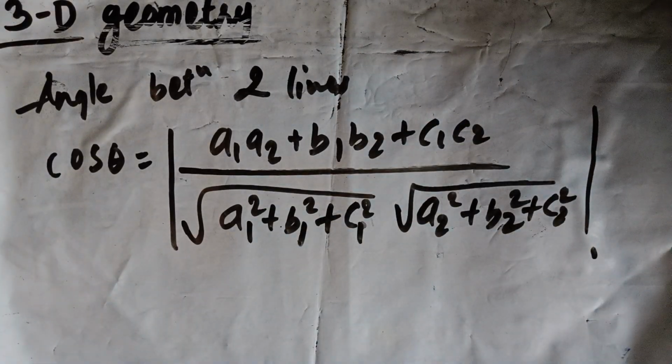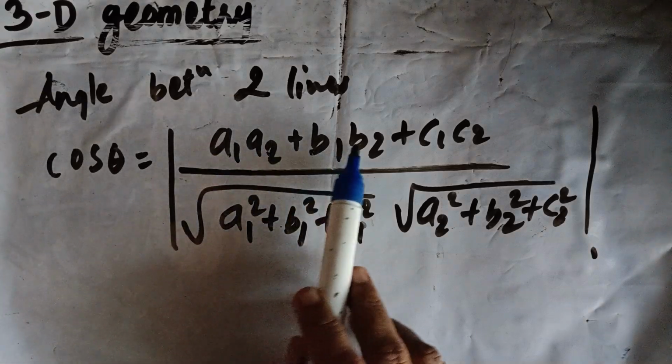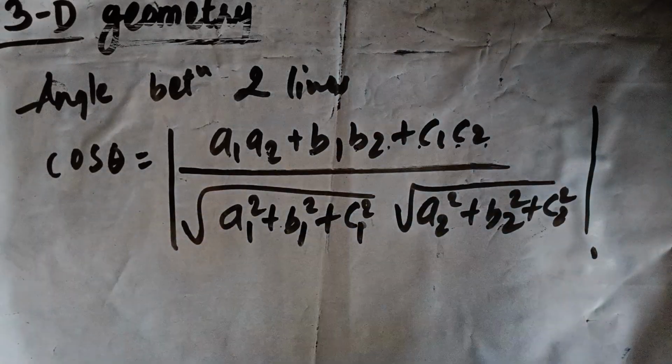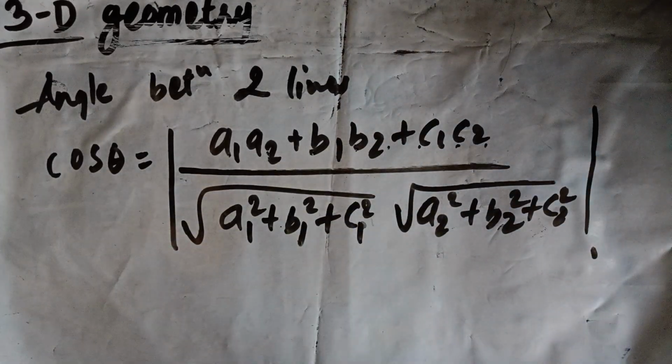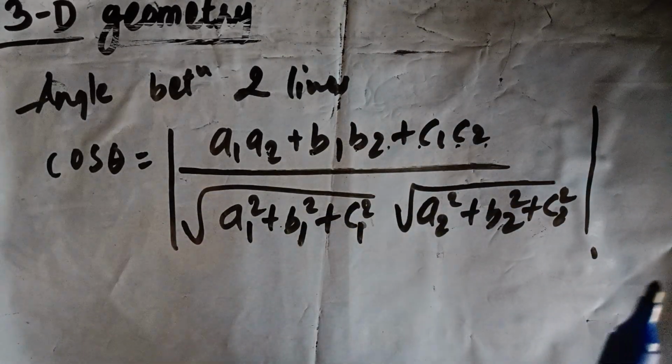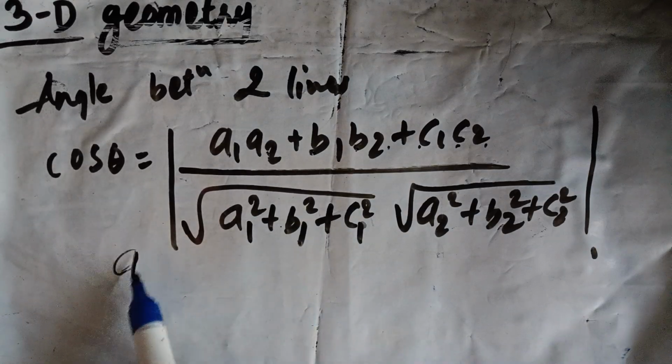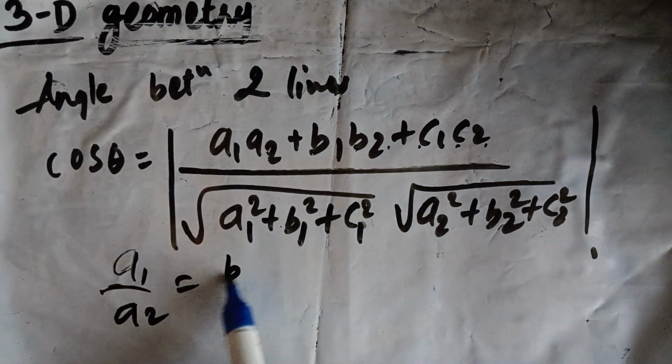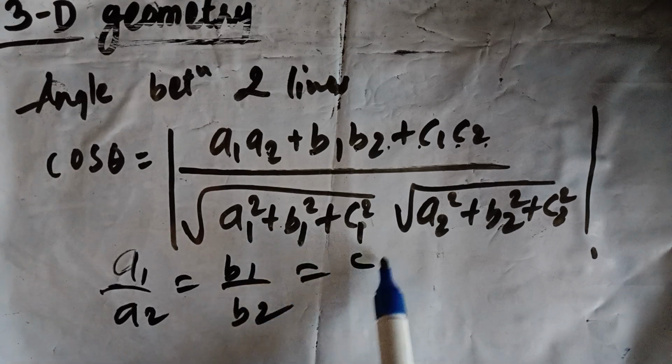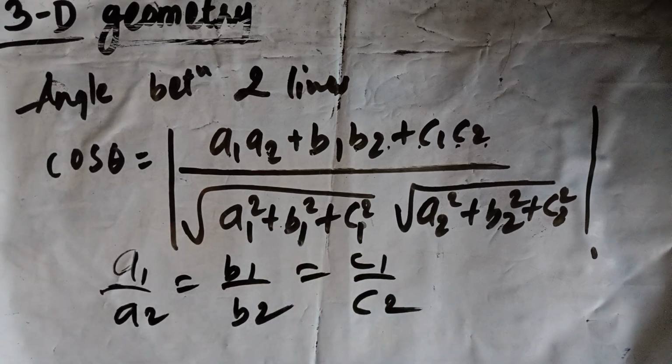Then we have two conditions for this. If theta is 90 degrees, then a1 a2 plus b1 b2 plus c1 c2 is equal to 0. If theta is 0, then the two lines are parallel, right? Then a1 upon a2 is equal to b1 upon b2 is equal to c1 upon c2.